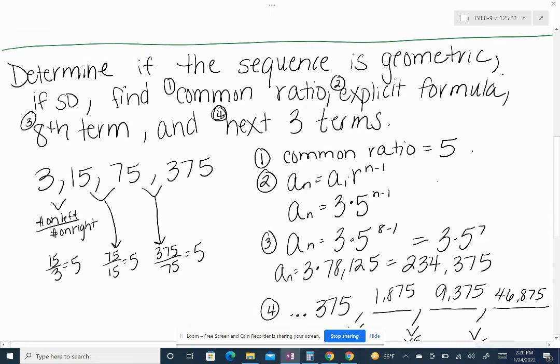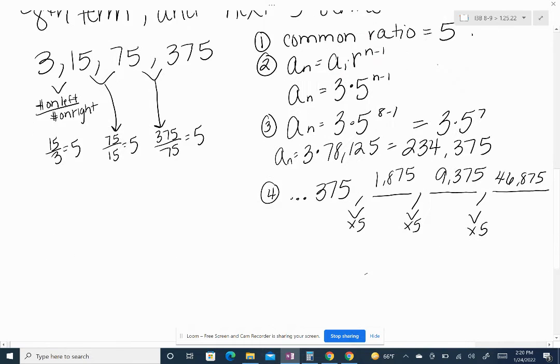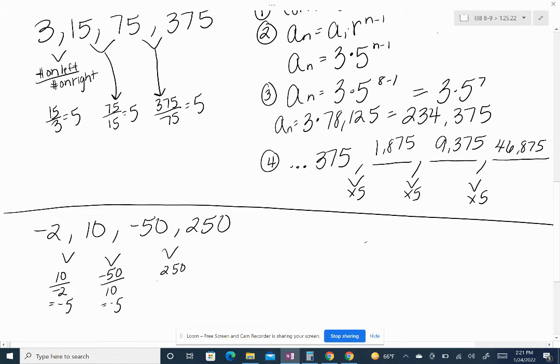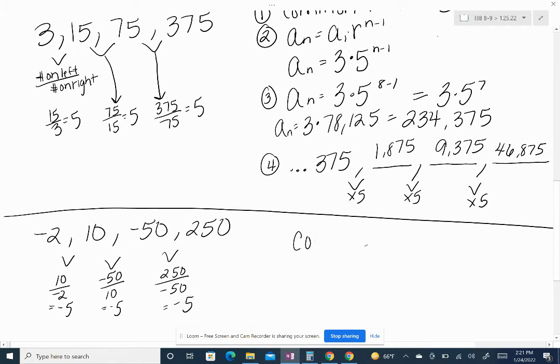So let's say we had the same instructions. Determine if the sequence is geometric. If so, find the common ratio, explicit formula, 8th term, and next 3 terms. Let's take a look at a different sequence. Let's say your sequence is -2, 10, -50, 250. I could do 10 divided by negative 2, which gives me negative 5. Negative 50 divided by 10 gives me negative 5. 250 divided by negative 50 also gives me negative 5. So my common ratio is equal to negative 5.